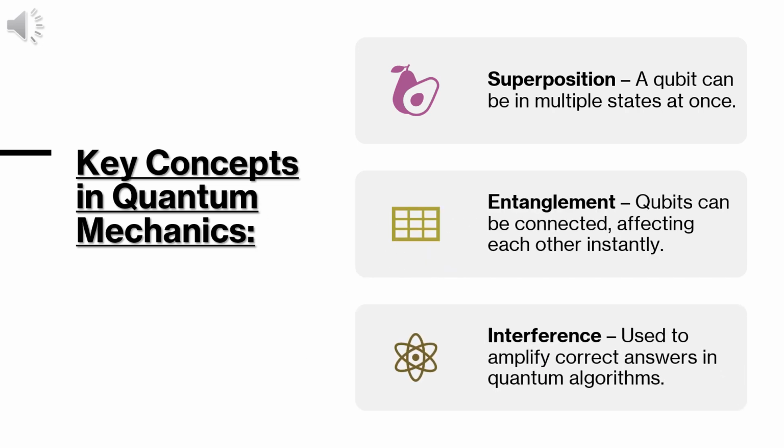There are three key ideas that quantum computing is built on. First is superposition, which means a qubit can exist in more than one state at the same time. Second is entanglement. When two qubits become linked, the state of one instantly affects the other, even if they're far apart. Third is interference. Quantum computers use this to boost the chances of getting the correct answer and cancel out the wrong ones. These three principles allow quantum computers to work in ways that seem impossible with regular computers.